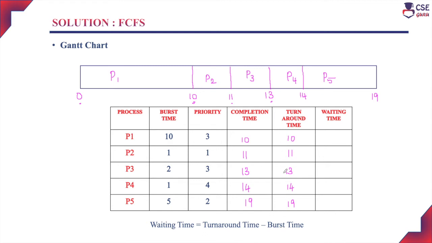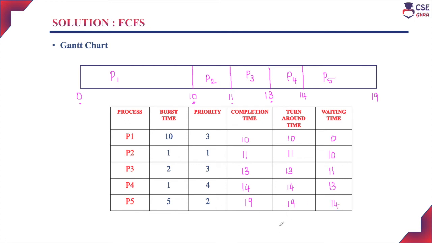Turnaround time we have calculated, and burst time is given in the problem itself. So for process P1, the waiting time is 10 minus 10, it is 0. For process P2, it is 11 minus 1, it is 10. Process P3, it is 13 minus 2, it is 11. Process P4, it is 14 minus 1. Process P5, it is 19 minus 5.